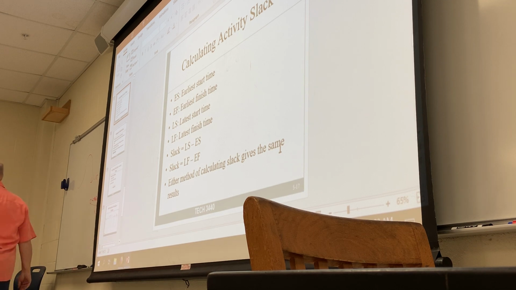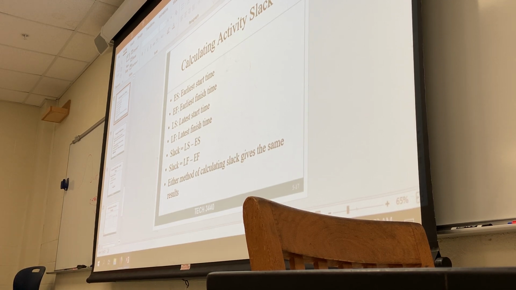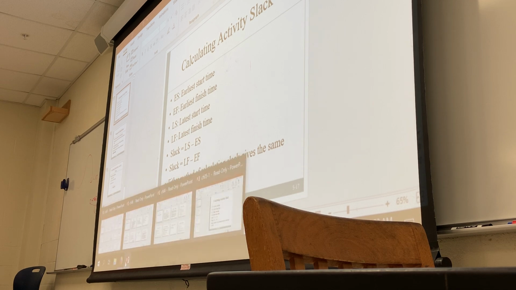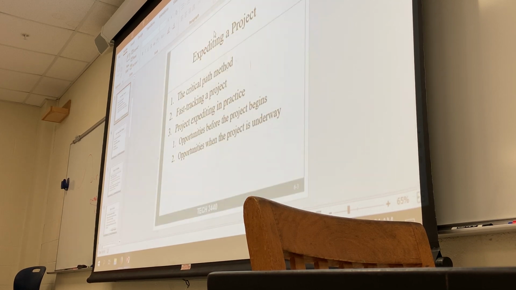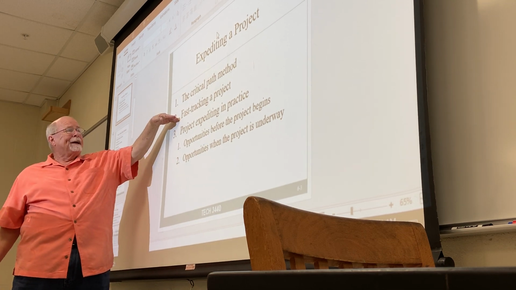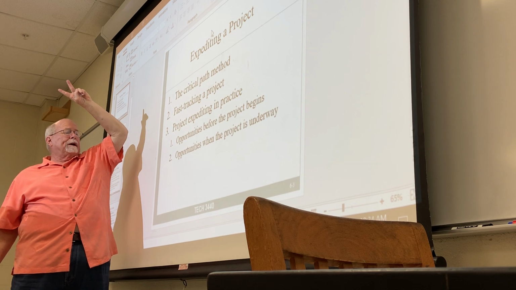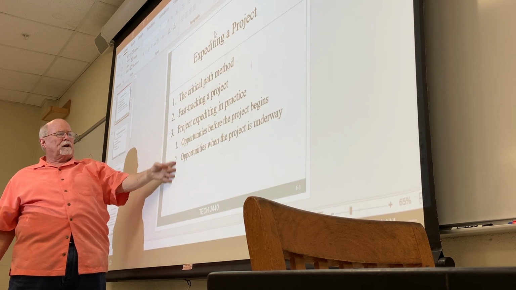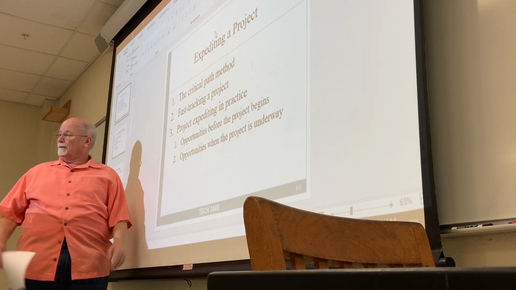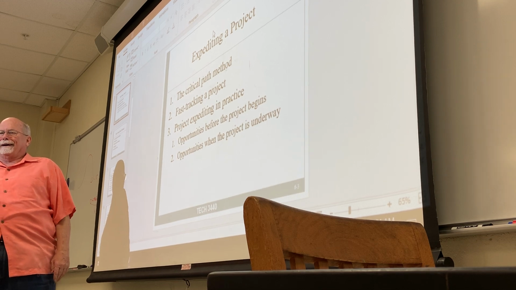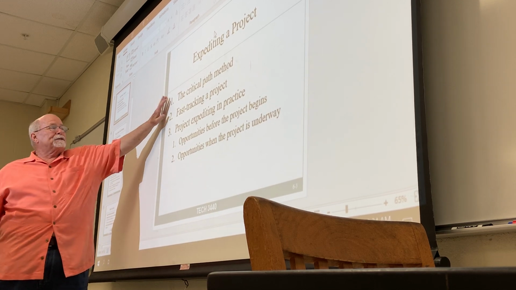Chapter 6. We talked about expediting a project. There are two ways. Fast tracking and the critical path method. Two ways, okay? We're not going to talk about number 3. Number 3 is starting early or finish late. And that's not expediting. So these are the two.